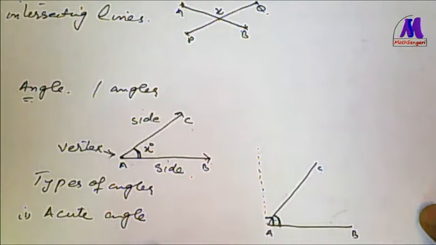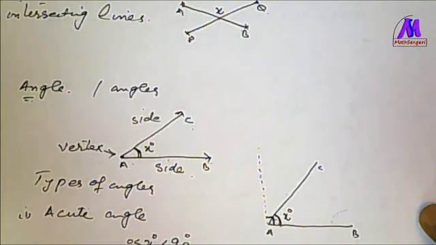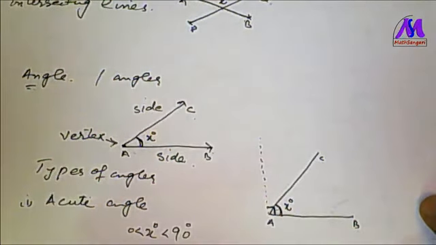So the acute angle, mathematically we define it, we denote it by x degree. So x degree will be greater than 0, and x degree will be less than 90 degrees. It's called the acute angle.